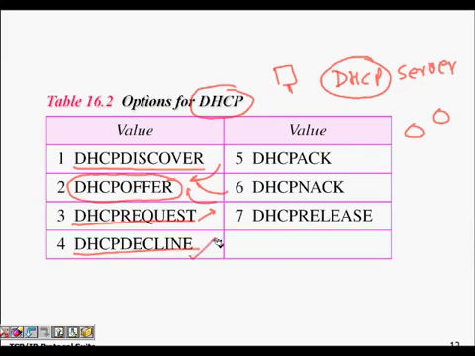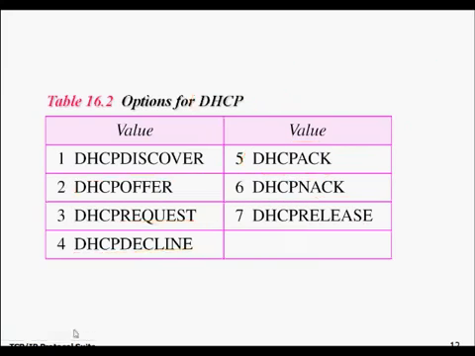DHCP ACK means I'm ready to give that IP address. Then DHCP NAK, and DHCP release. Release means I'm done with this IP address, I don't need any communication, I'm releasing. So let's try to see these things.